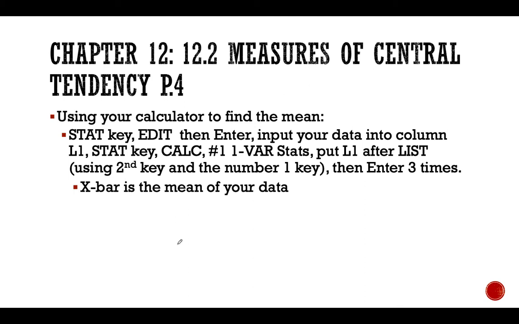There's a way to use your calculator to find the mean. So, hit the Stat key, then select Edit, then Enter. Input your data into column L1. Then hit the Stat key, go to Calc, select number 1, 1-Var Stats. Make sure L1 is after the word List by using the second key and the number 1 key, and then enter 3 times. X bar is the mean of your data.